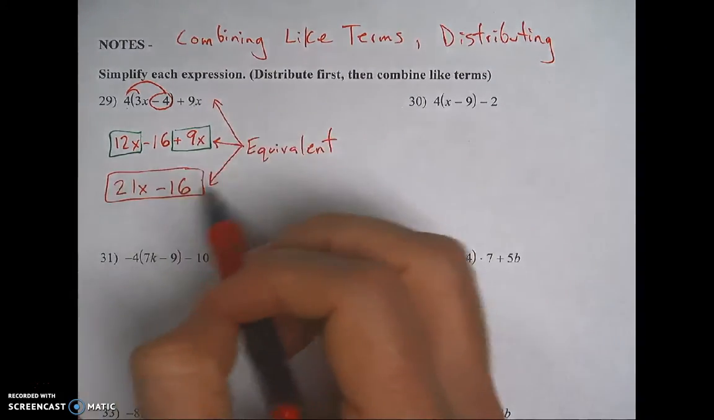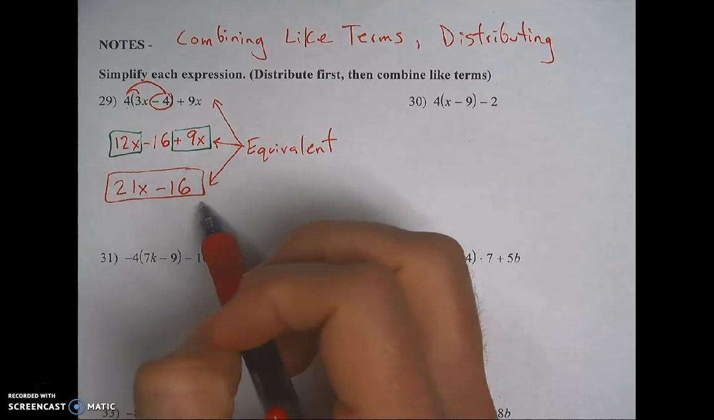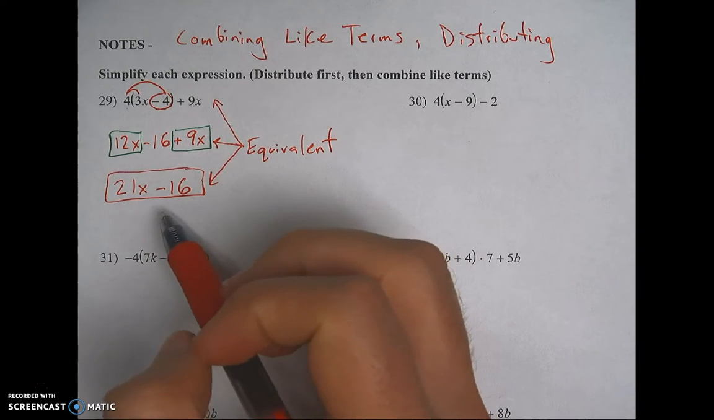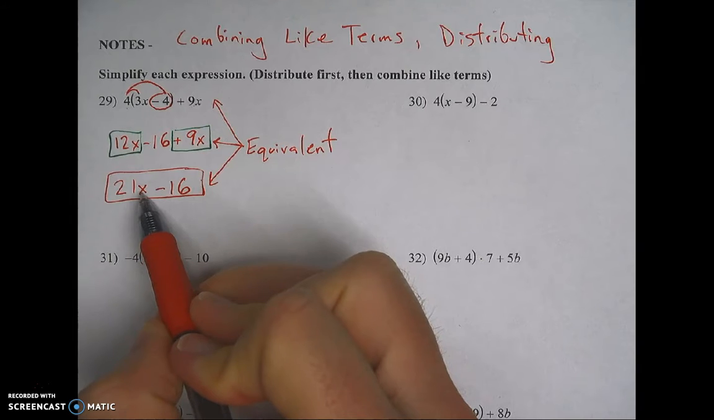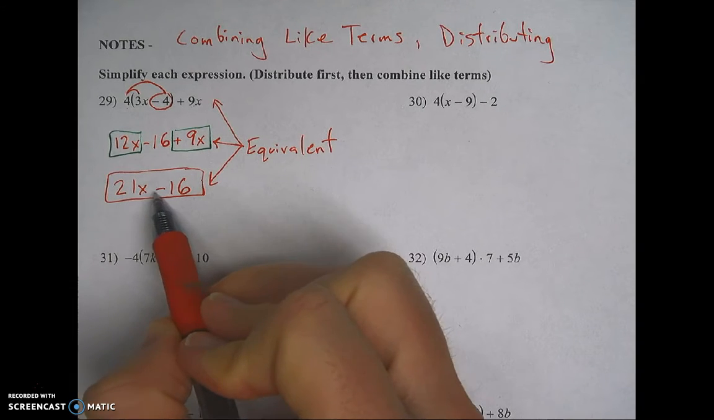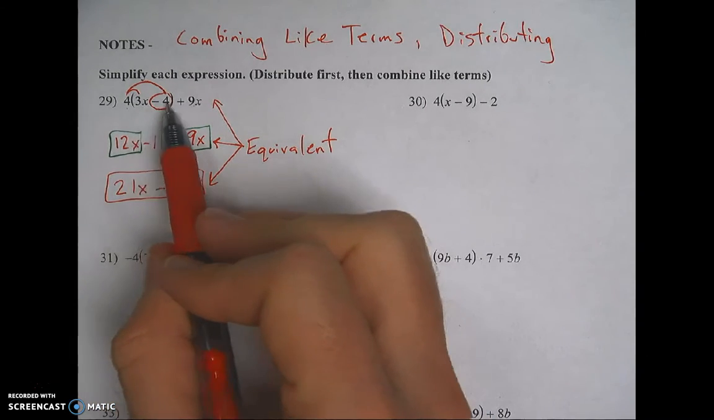But this one is clearly the simplest. There's the least amount going on, and if I wanted to produce an answer quickly, it's much easier to multiply this number by 21 and then subtract 16 than try and plug in here and work everything.